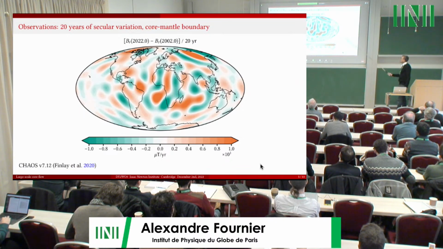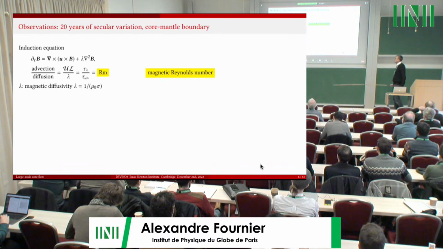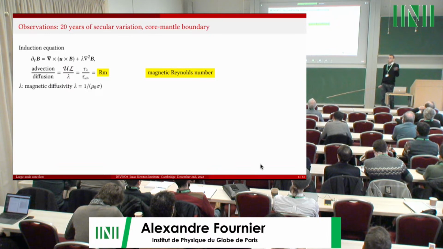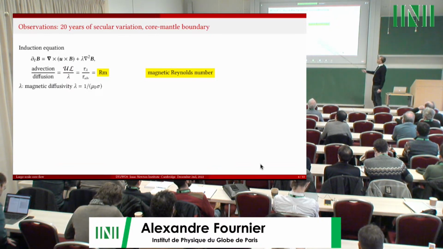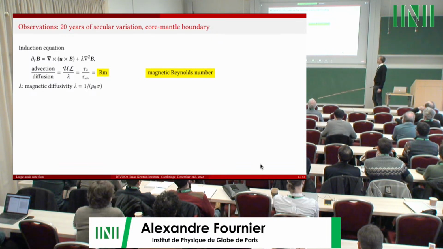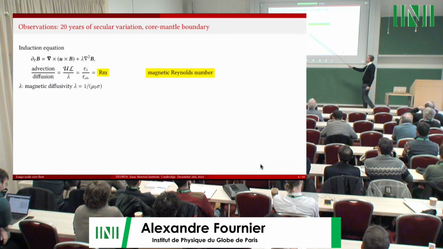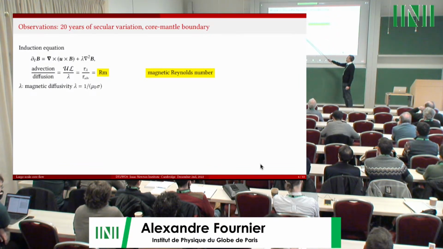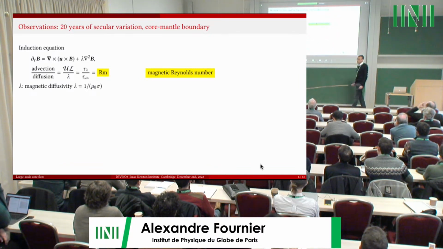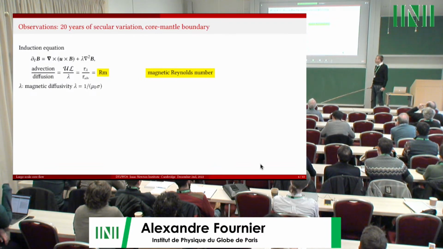So if we want to make sense of this map, we go to the induction equation that relates the rate of change of the field to the competition between induction by the flow and diffusion. The ratio of the two terms on the right-hand side is also the ratio of the magnetic diffusion timescale to the convective or advective timescale. This is the celebrated magnetic Reynolds number.